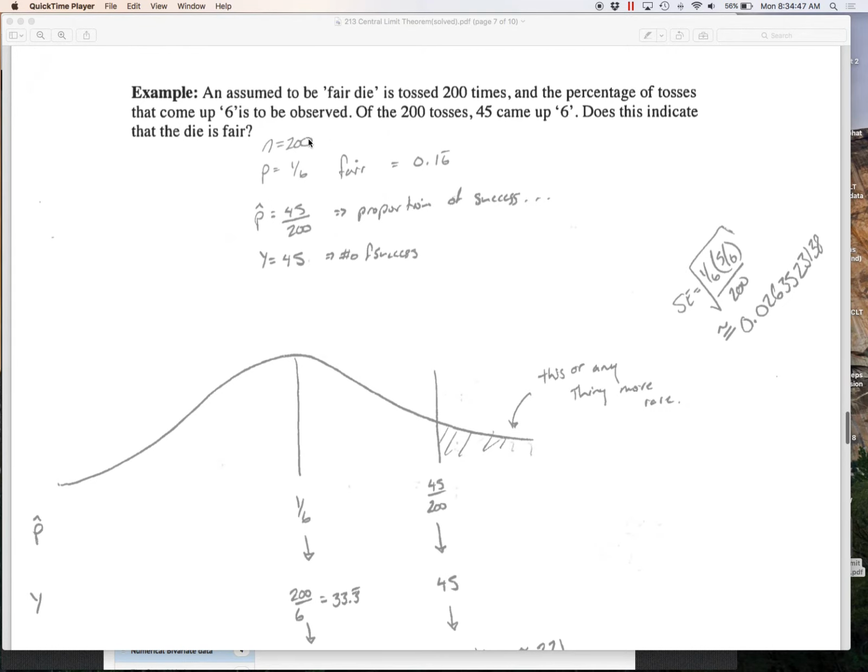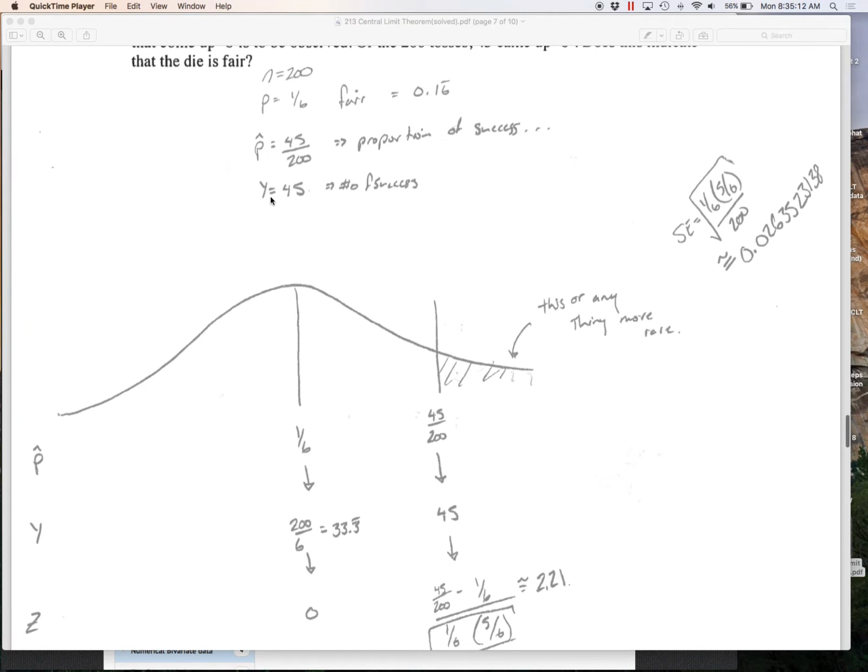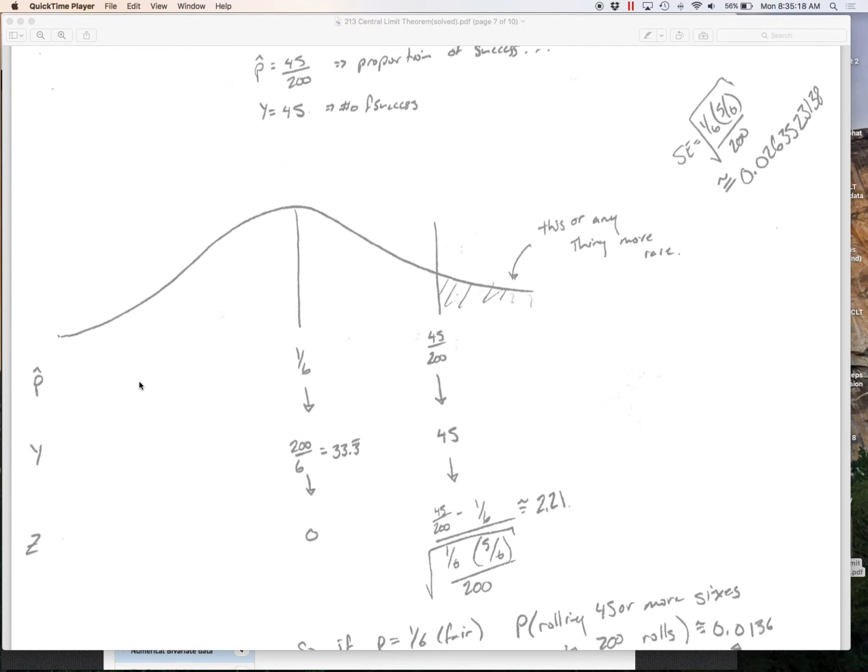Here, the number of times we sampled is 200. The probability of getting a 6, or p, the proportion, is 1 over 6. So if it's fair, then p equals 0.16 repeating. What we actually found from our sample was 45 out of the 200. This is the sample proportion of successes. Here you could talk about y, the number of successes, which is 45, or you can talk about p hat. So there are 3 different scales you can talk about: the proportion scale, sort of like percentages or decimals, the number of successes, which is y, or the z-score.